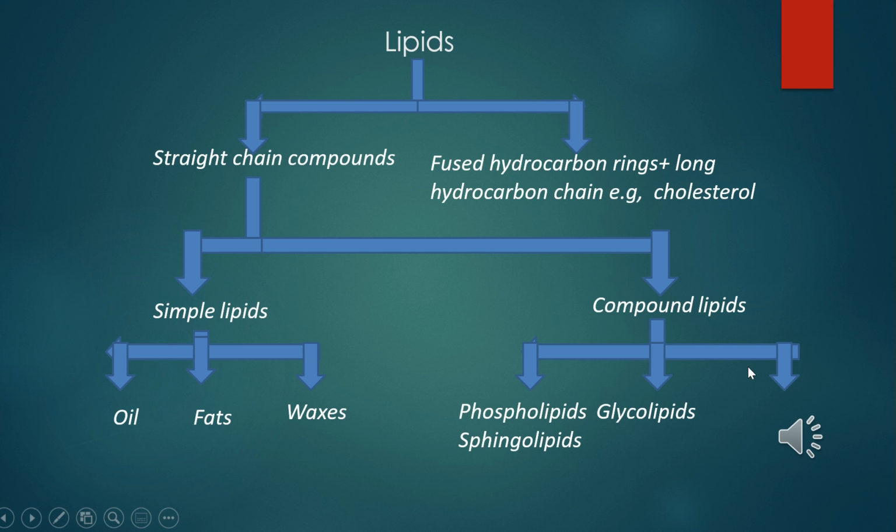This is showing the classification of lipids: straight chain compounds and fused hydrocarbon ring plus long hydrocarbon chain, etc. For example, cholesterol. So they get into two types, simple lipids and compound lipids. Simple lipids are oils, fats, waxes, etc. And compound lipids are phospholipids and glycolipids.